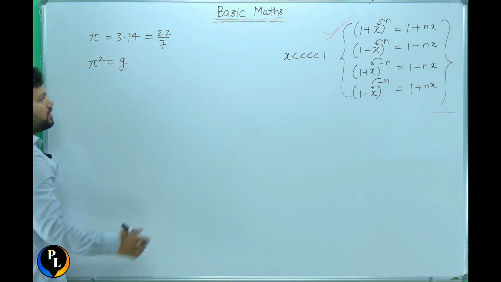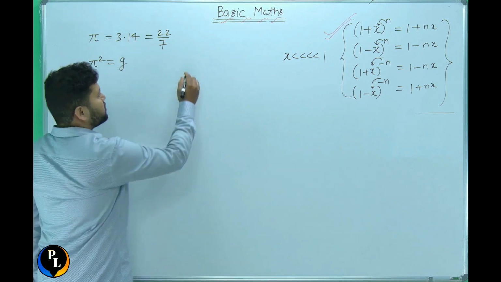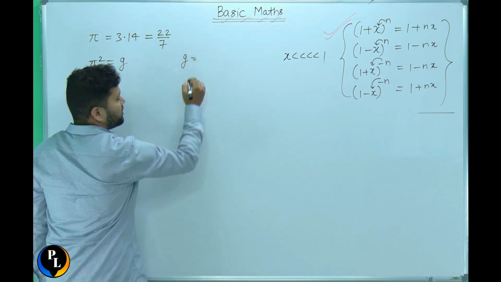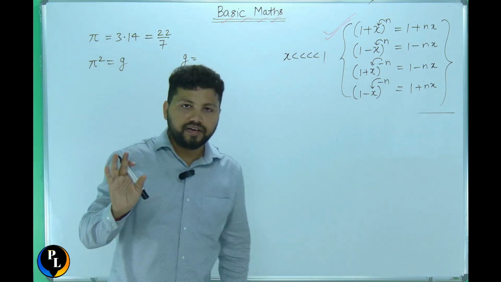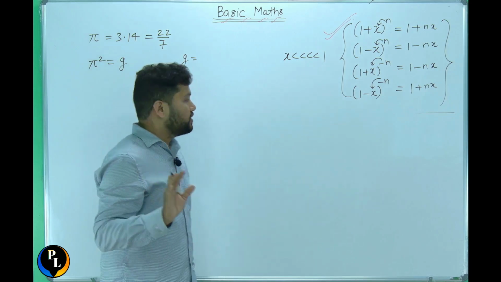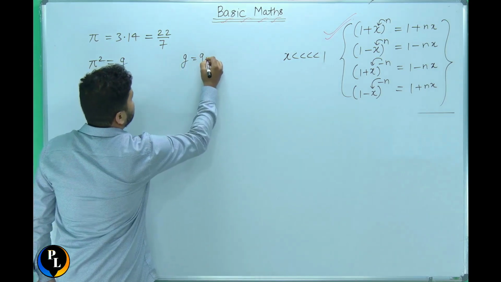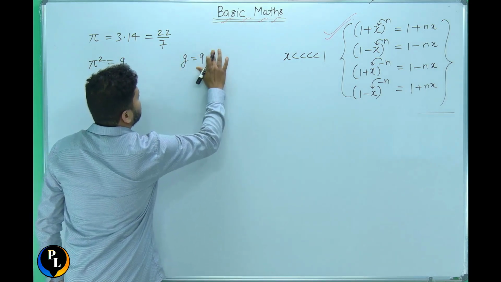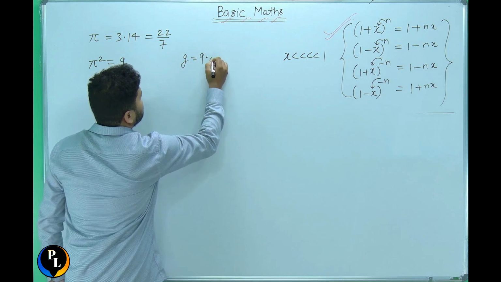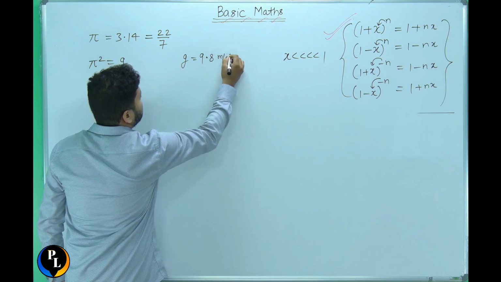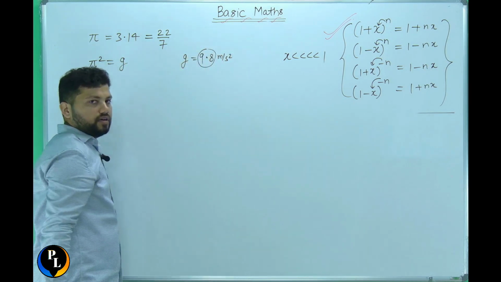What is small g? Acceleration due to gravity. I think you have studied in class 9, 10th. The value of g is how much? 9.8 meter per second square. We are talking about only magnitude right now.